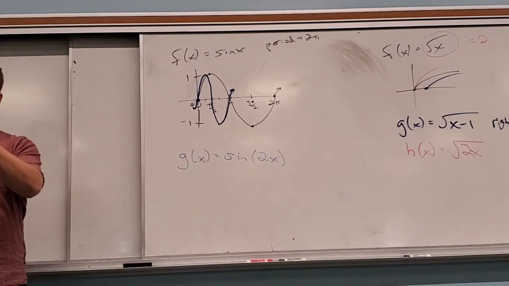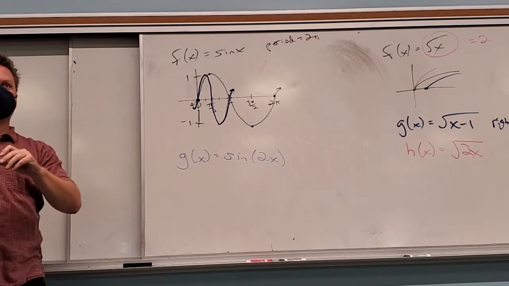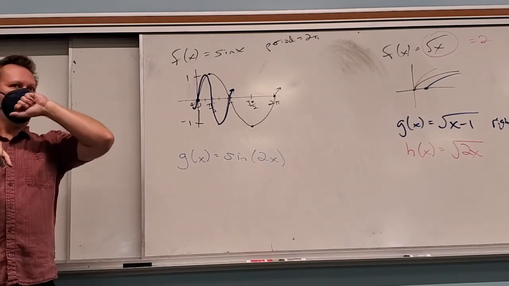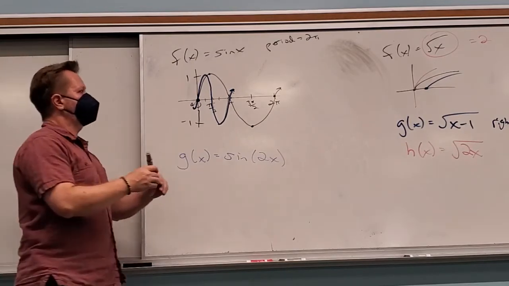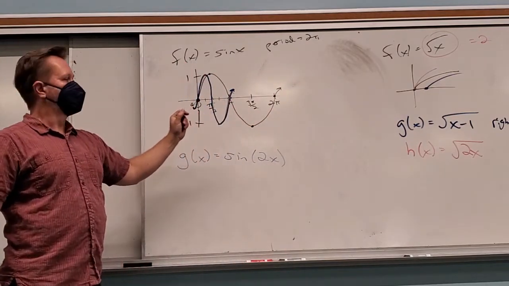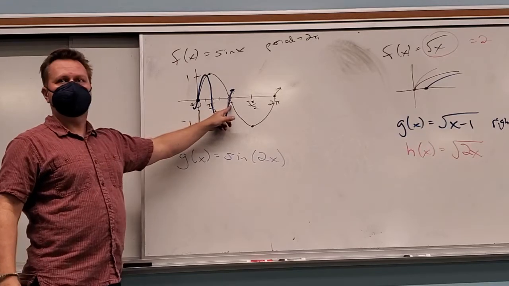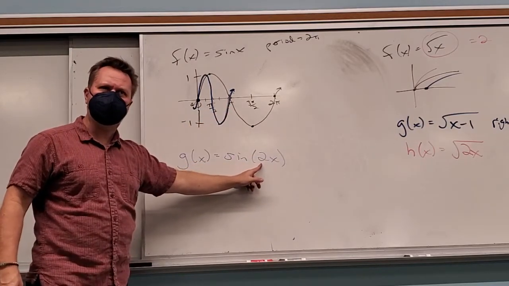Yeah, so what you did, Nicholas, I like it. This would make it go crazy, right? This would increase the frequency of it. So what was the period to begin with? 2 pi. What is the period now? Pi. Why is it pi now? Because it's going to be half of what it used to be.